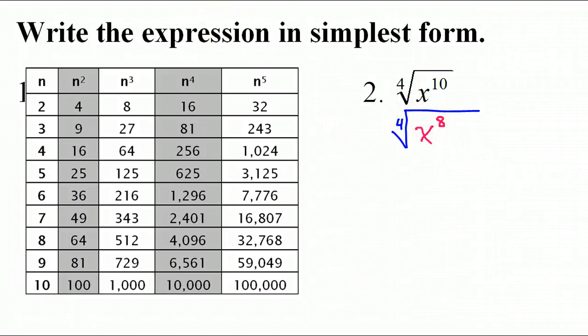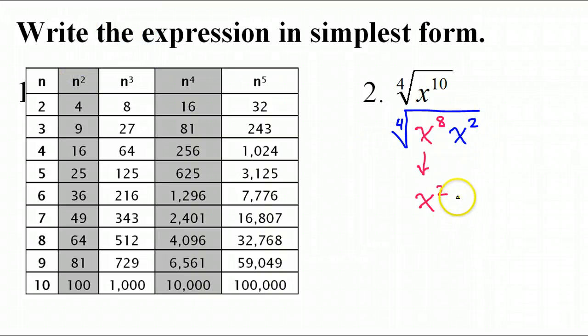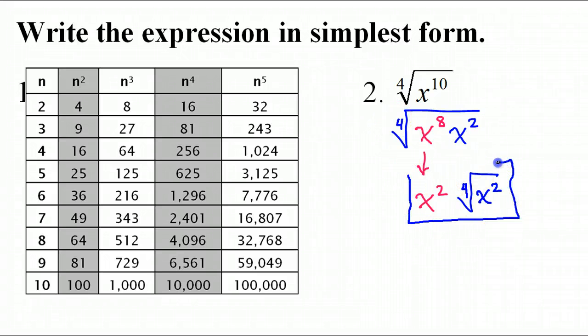So I've got x to the 8th power. That's going to leave 2 x's left over, so x squared. Together this would be x to the 10th. Now I wrote this in pink to remind me that this is about to be simplified. So this is going to become x squared on the outside of the radical. Alright? 8 divided by 4 is 2. That's where the 2 is coming from. Now everything in blue just stays like it is. So I will have the fourth root of x squared. Okay, so that is the final answer for number 2.